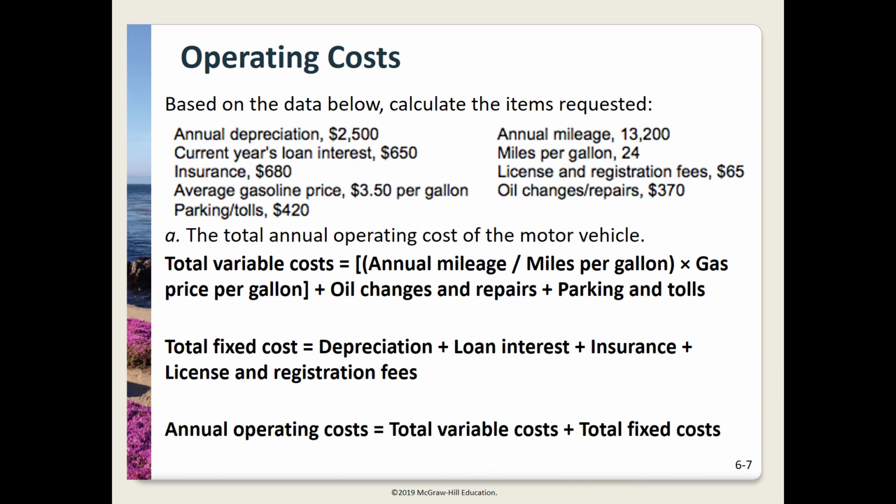In this next example, we're going to be calculating the operating costs of a car. We're given some data here, and you're going to be calculating a couple of pieces. In Part A, we want to find the total annual operating cost of a particular motor vehicle. First, we have to find the total variable costs. That's going to be, in parentheses, first our annual mileage, that's the 13,200, divided by the miles per gallon, it's estimated at 24. And then we'll multiply it by the gas price per gallon, which was given to us at $3.50. Then we'll add our oil changes and repairs along with any parking and tolls.